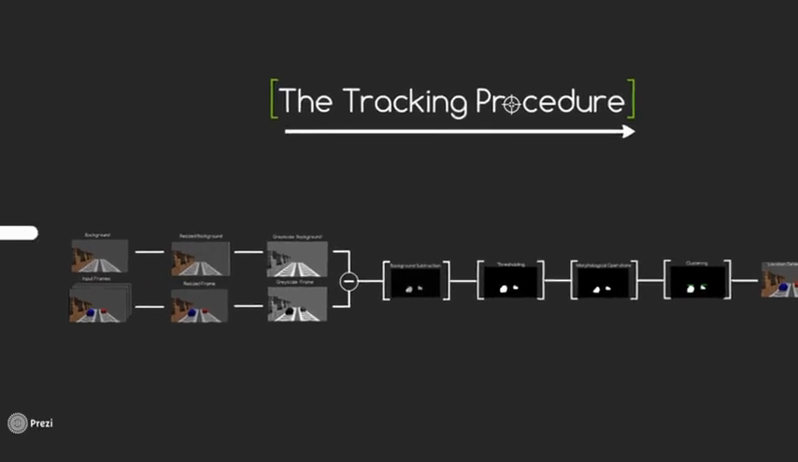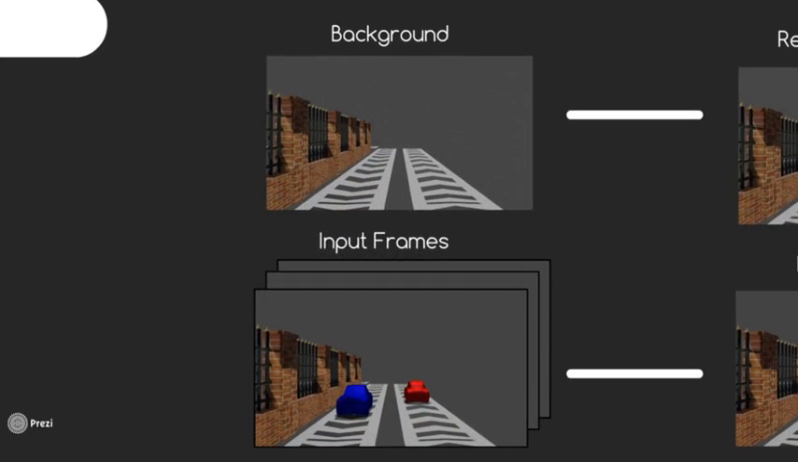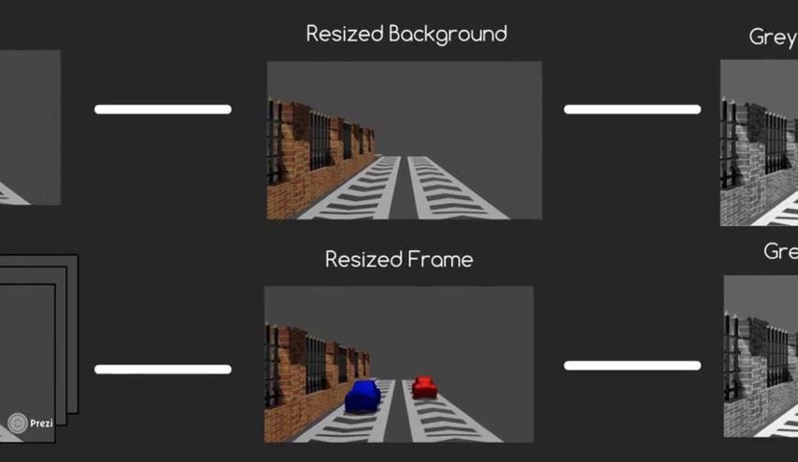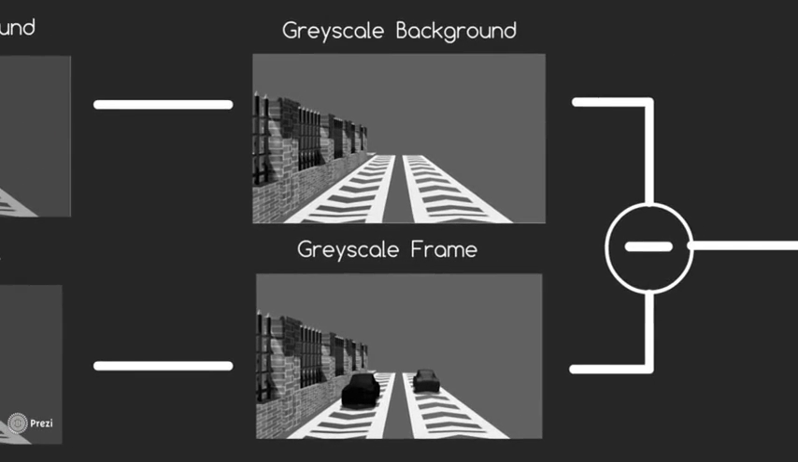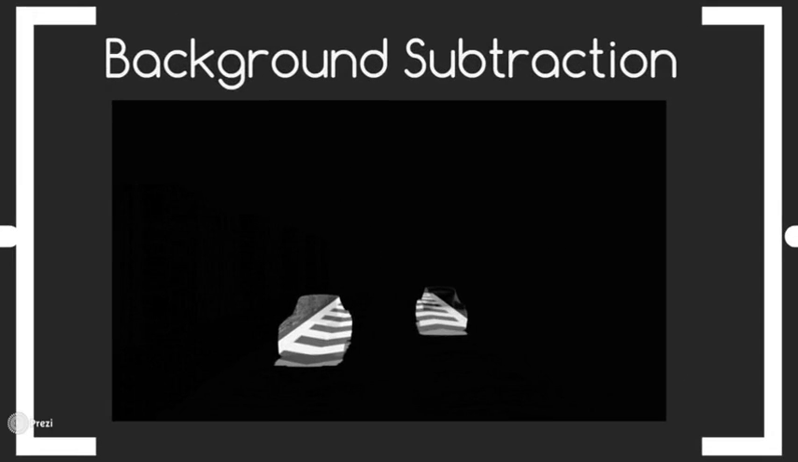We begin with the known background image and input video frames. We then apply downsampling techniques which reduce the size of the images, thus reducing the number of pixel computations. The simplification process is extended to averaging the RGB channels to a single grayscale image. The foreground objects are isolated by means of background subtraction.